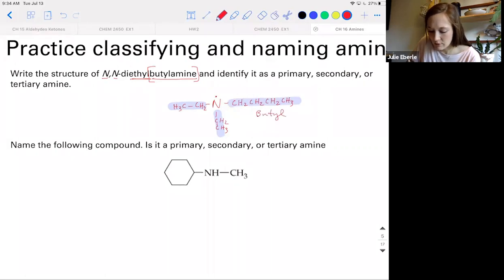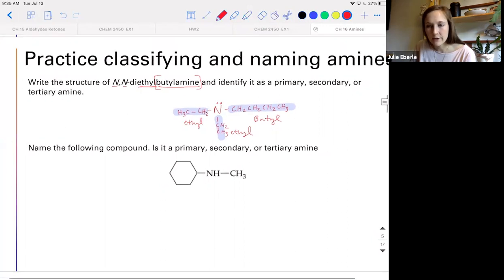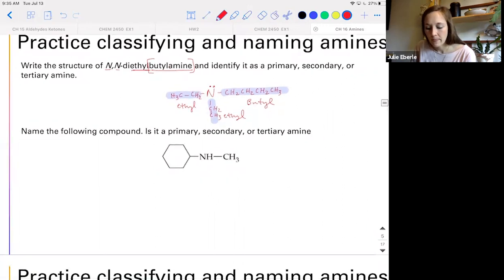And we still have the lone pair. So is this a primary, secondary, or tertiary amine? Yeah, Robin said it, tertiary. Okay, that is a tertiary amine.